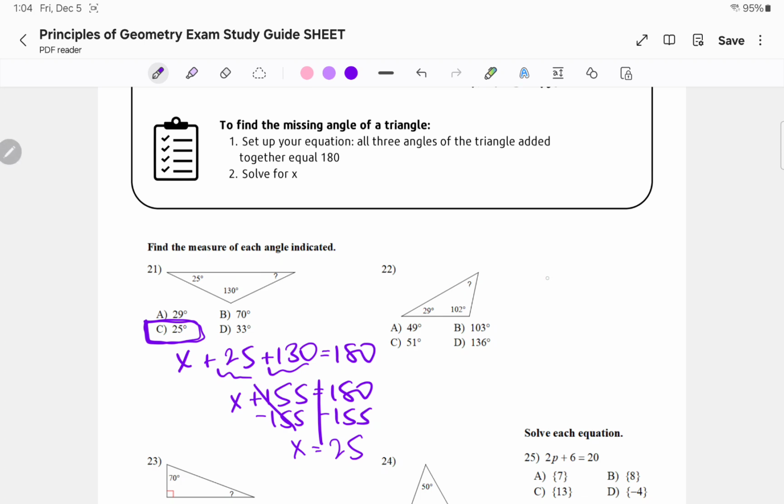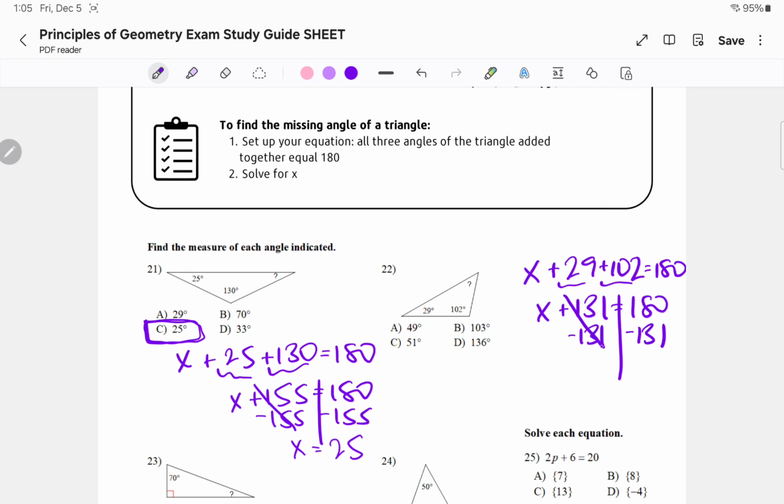All right, so 22, we have x, we have 29, and we have 102. That's all going to equal 180. So 29 plus 102 gives us 131. And then we're going to subtract 131 from 180. That gives us 49. So our answer is 49 degrees.